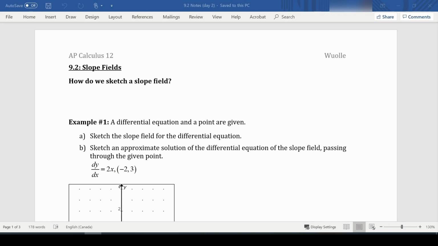Hello and welcome to the second lesson in our differential equations chapter. This one is slope fields.